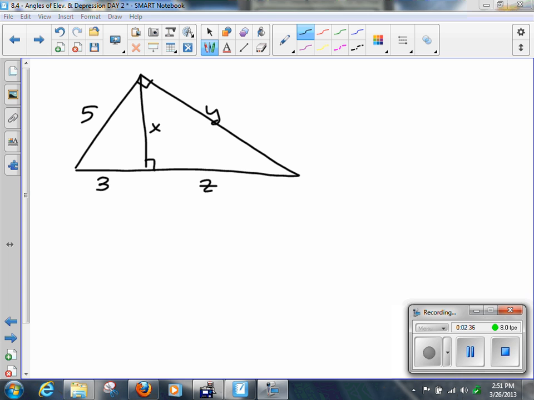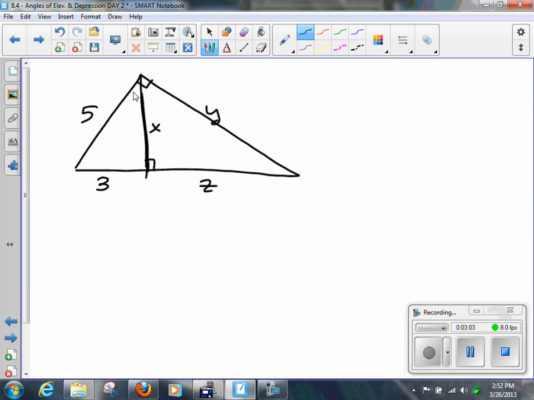Here, if I wanted to use the altitude theorem, x splits 3 and z. Can I have two unknowns? No. If I set this proportion up with x and 3 and z, can I have a proportion with two unknowns? No, I can't. All right, so I can't use the altitude theorem.